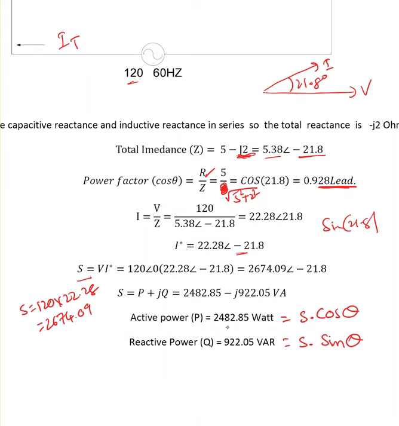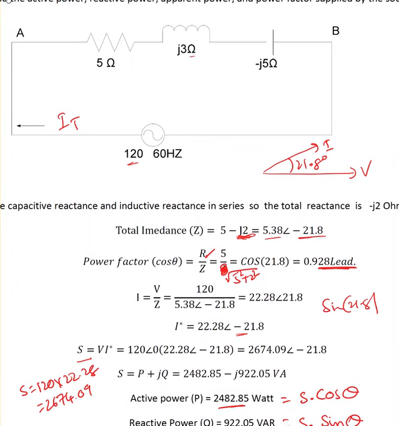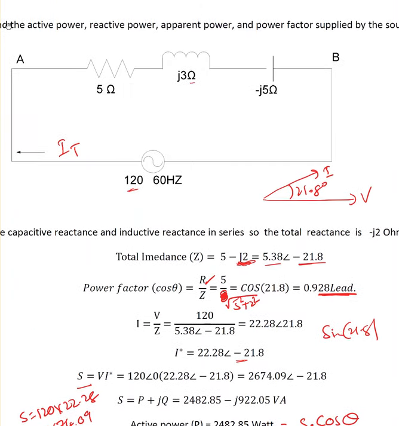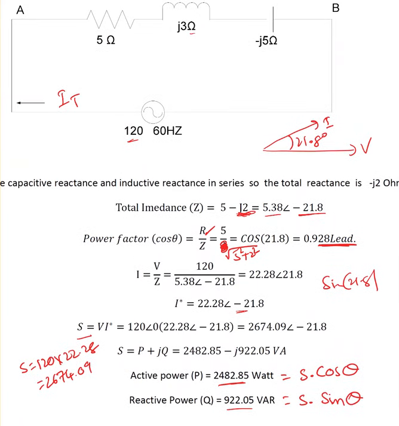So active power is 2482.85 watts and reactive power is 922.05 var. Okay, we call that var, volt ampere reactive. Okay, so these are the simple examples in finding power in RLC series circuits. Okay, in the next examples I'll solve a little bit more complicated ones. Thank you.